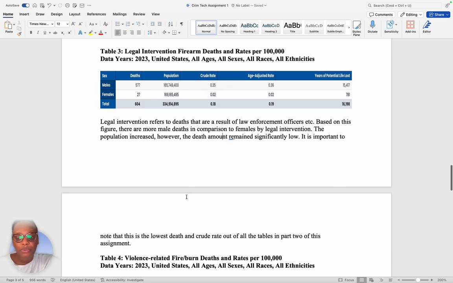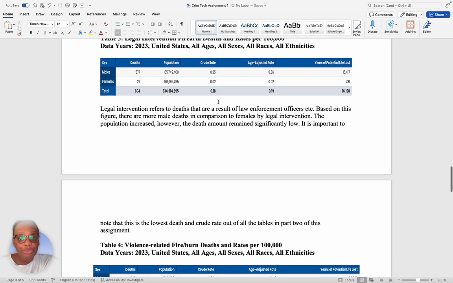It is important to note that this is the lowest death count and crude rate out of all the tables in part two of this assignment. As you can see right here, male death is at 577 and female death is at 27, even though the population increased. With that being said, the crude rate is also significantly low for females in comparison to males, which is at 0.35. Again, the overall crude rate is 0.18, which is still low.